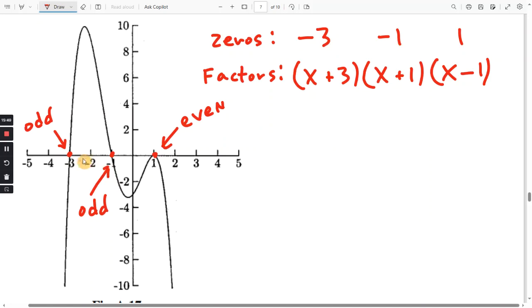Okay, finally, the one for negative 3, the exponent is odd. The one for negative 1, the exponent is odd. That's not a 0, that's an O for odd. And the exponent for positive 1 is even. All right, so let's look at the choices. X plus 3 and x plus 1 are both odd. X minus 1 is even.